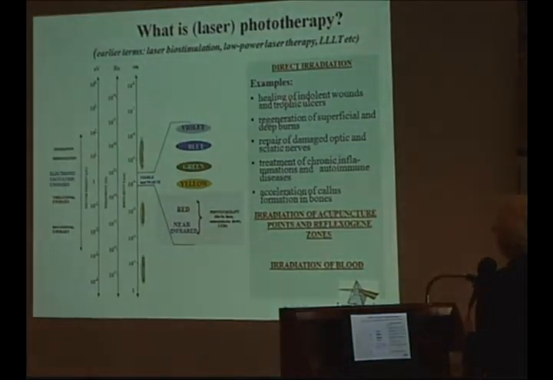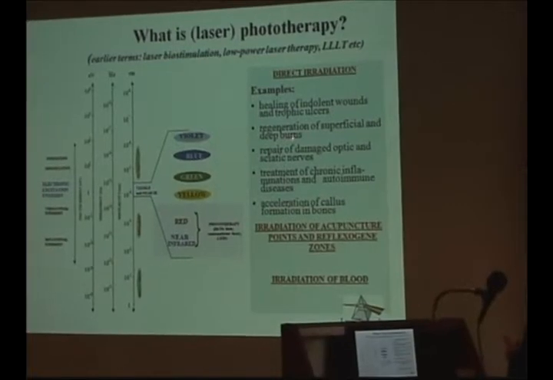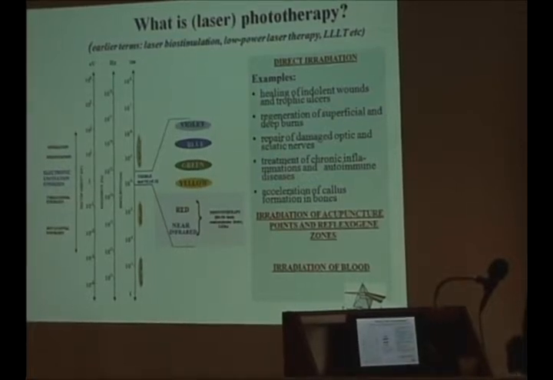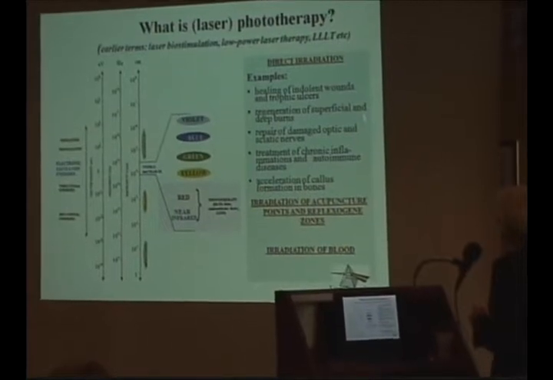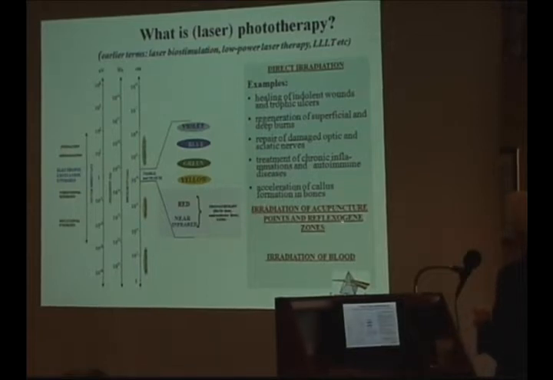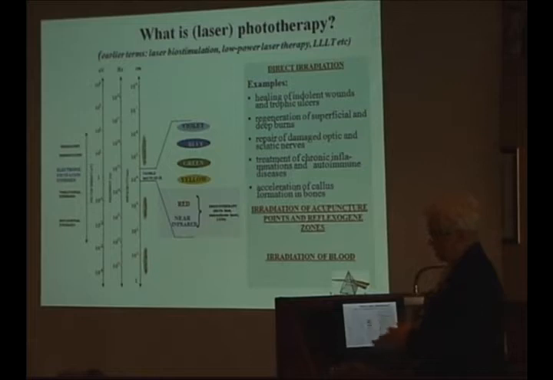Of course, healing of indolent wounds and trophic ulcers is a classical part of this science. Regeneration and repair of optic and sciatic nerves, for example. This is direct radiation with lasers or LEDs. But there is also irradiation of acupuncture points, for which they use the same type of lasers. I will not speak about this; it is a different science. And there is also irradiation of blood. It was very popular in the 60s and 70s. They either irradiate directly, or they take out some portion of blood, irradiate it, and infuse it back.